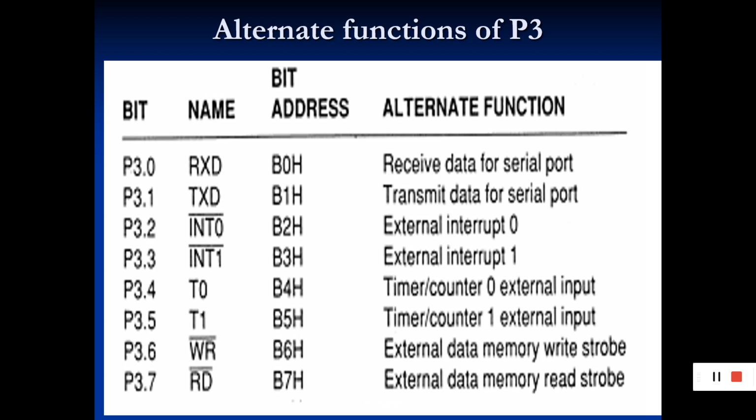Now, the next one. These are alternate functions of port 3 that can be performed by port 3, like receive data for serial port, transmit data, external input, external interrupt. There are two external interrupts. Then timer counters are also there. External data memory, write strobe and read strobe is there. These are the external, or I can say alternate functions that may be performed by port 3. So it is not unnecessarily used by the programmer. जो function port 0, port 1, port 2 कर रहे हैं वापस से उसी के लिए the programmer does not use port 3. These are the alternate functions that can be done.